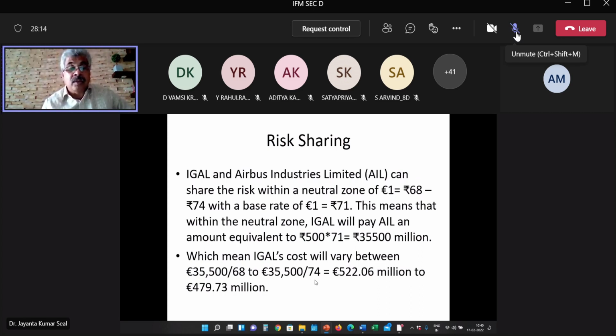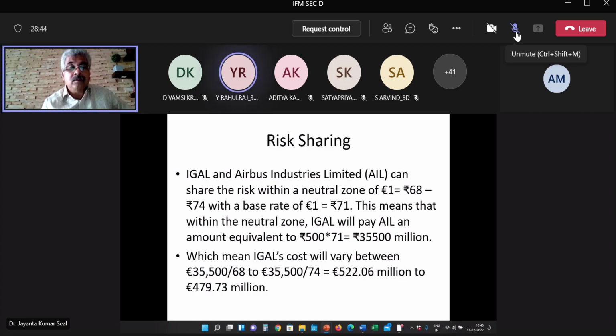So the maximum amount Airbus will receive is 522.06 million. The minimum amount it will be receiving is 479.73 million. So for Indigo, the amount payable is fixed at 35,500 million rupees. Any question up to this point? This range and base rate are all negotiated.